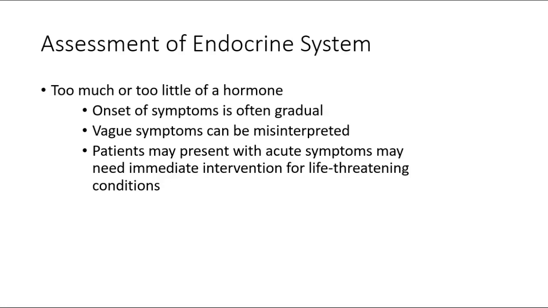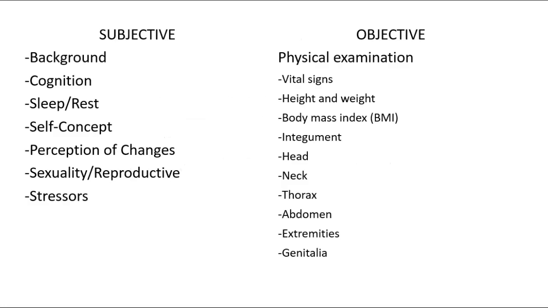So we have to look at what are some things that we'll see, right? So subjective. Things that we need to worry about in the subjective history would be things like their past health history, so their background. Again, many vague symptoms that they'll complain of. The most common are fatigue, weakness, menstrual irregularities, and weight changes.